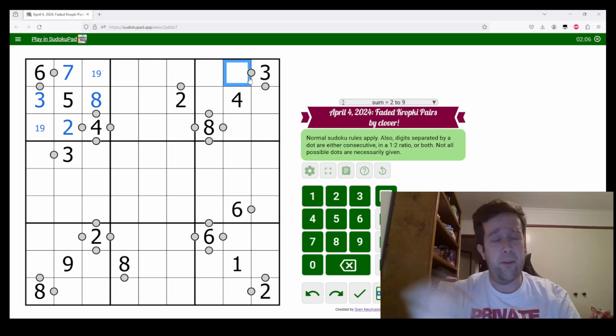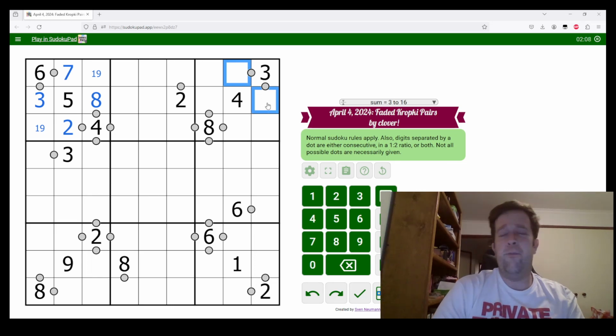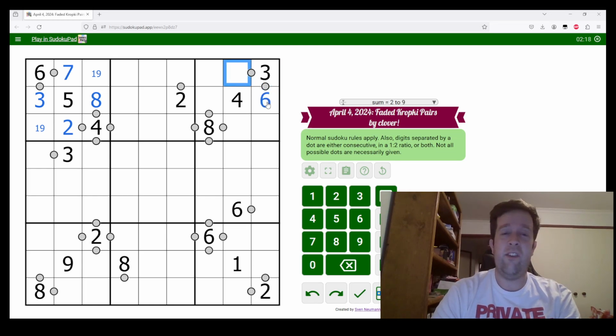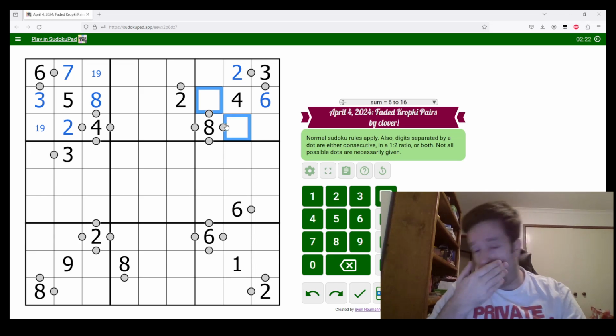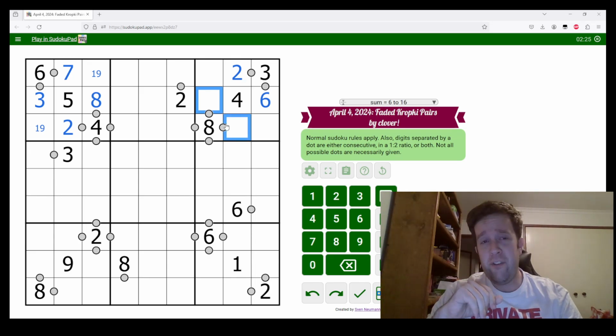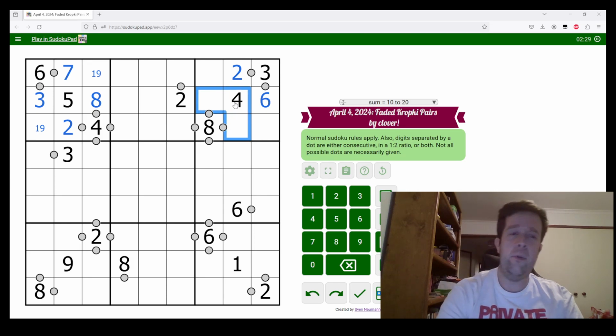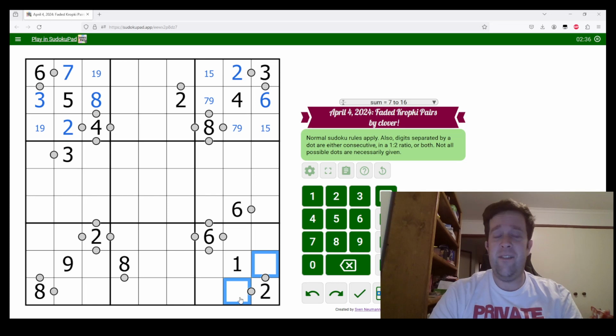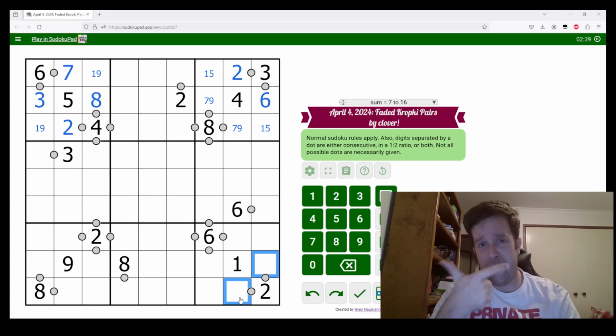So, like, strap in. 3, consecutive to 2 and 4, and double 3 makes 6. This cell sees 2 and 4, meaning this must be 6. And this cell sees 4 and 6, so it must be 2. Half of 8 is 4. And 8 is consecutive to 7 and 9. Because we already have a 4, we know that this must be 7 and 9, meaning these two must be 1 and 5.